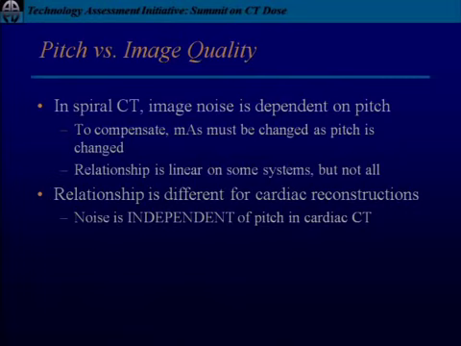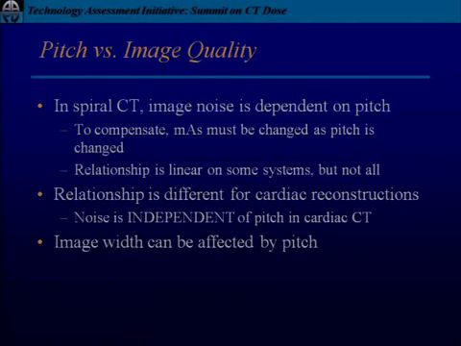We learned that the hard way when we went from 850 effective MAS in cardiac to a different system at different pitch and still tried to use 850, and lo and behold, at a different pitch, 850 effective MAS is a different MA, and our noise changed. And we said, wait a minute, we kept the same effective MAS. What just happened? Cardiac is different.